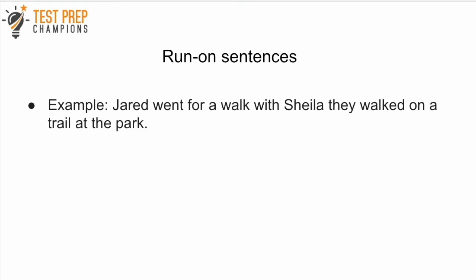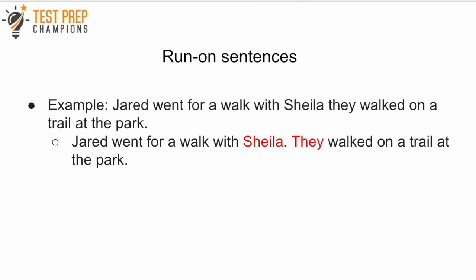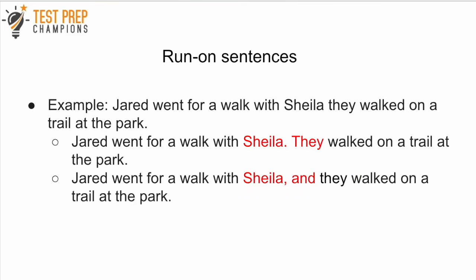So here's another example. Jared went for a walk with Sheila. They walked on a trail at the park. So again, I'd like to give you a chance now, if you'd like to pause the video, think about how you would correct this, and then whenever you're ready, just unpause the video and we'll talk about it. So the first method here would be to break this up into multiple sentences, right? So as we see here, I put a period after Sheila and I capitalized the T in they to start the second sentence here. So that's one way to do this. And another way to do it would be to, again, add a comma and put the word and here, right? So I have Jared went for a walk with Sheila, comma, and they walked on a trail at the park.